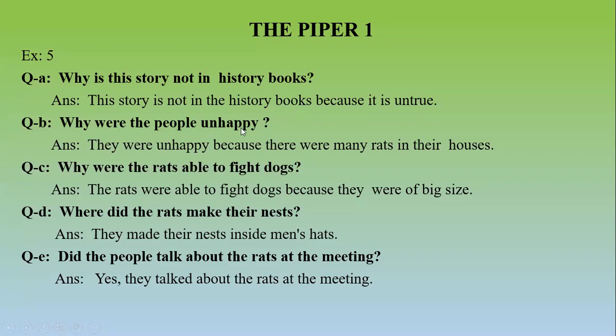Why were the people unhappy? They were unhappy because there were many rats in their houses. Why were the rats able to fight dogs? The rats were able to fight dogs because they were of big size. Where did the rats make their nests? They made their nests inside men's heads. Did the people talk about the rats at the meeting? Yes, they talked about the rats at the meeting.